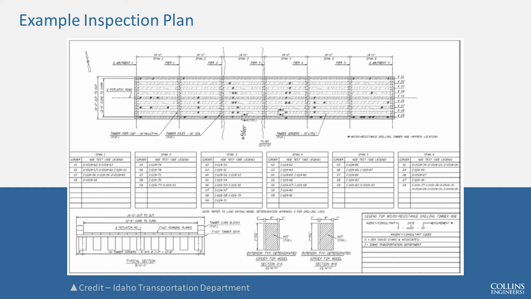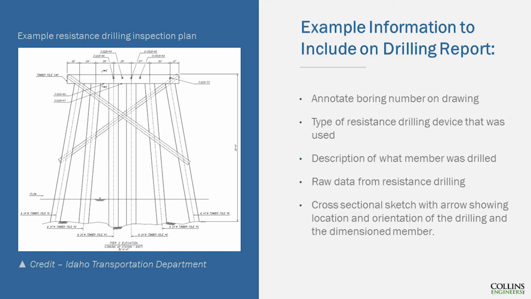This is again from ITD, but best practice is to just make a plan for each bridge, note your locations on there, note the measurement, have your cross sections and all that stuff. This would be a superstructure example. Substructure, annotate everything, put the type of device, all that good stuff. And then usually you append the raw data graphs to your report.